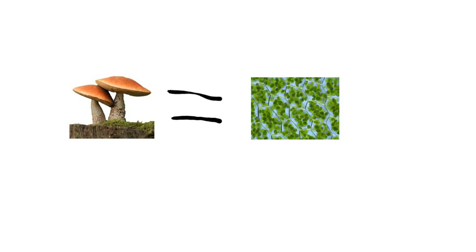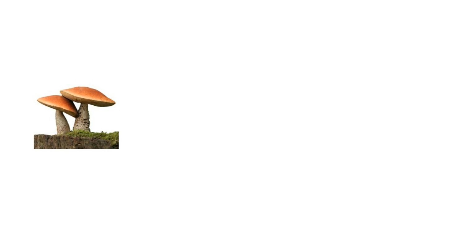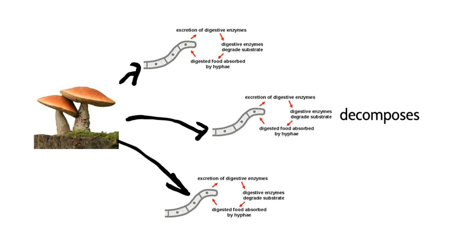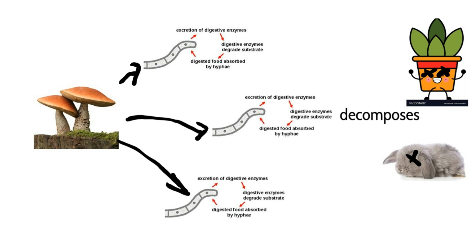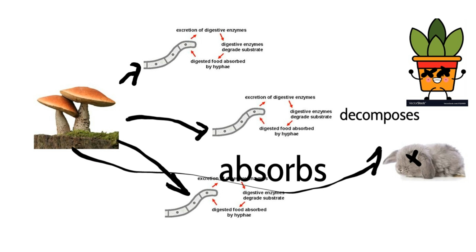Another example of a decomposer is fungi. Since fungi do not have chlorophyll, they cannot make their own food. So to compensate for this, they release enzymes that decompose dead animals and plants for them. They then absorb the nutrients from the dead animal or plant.